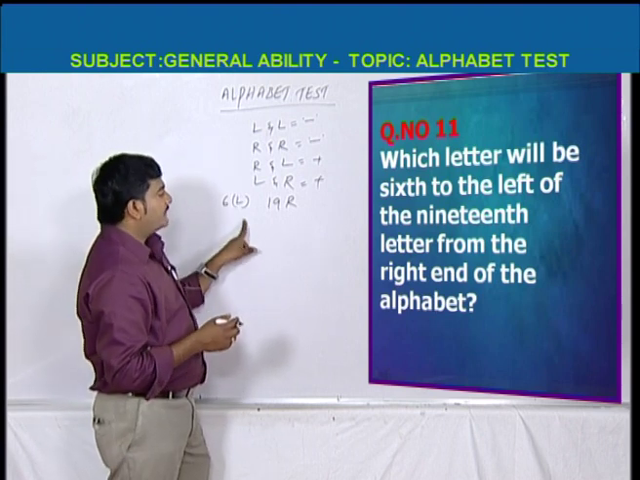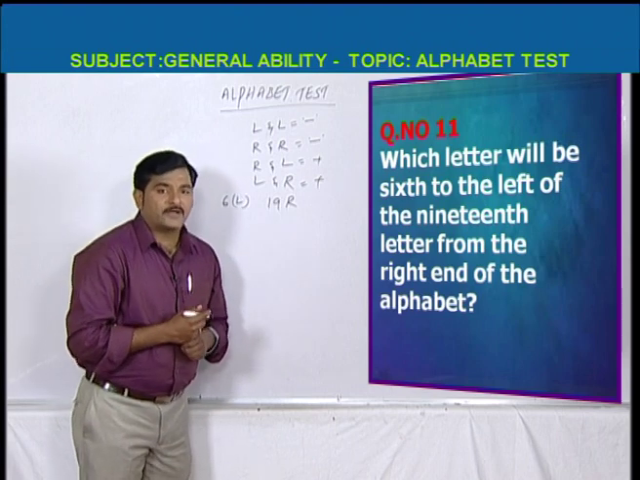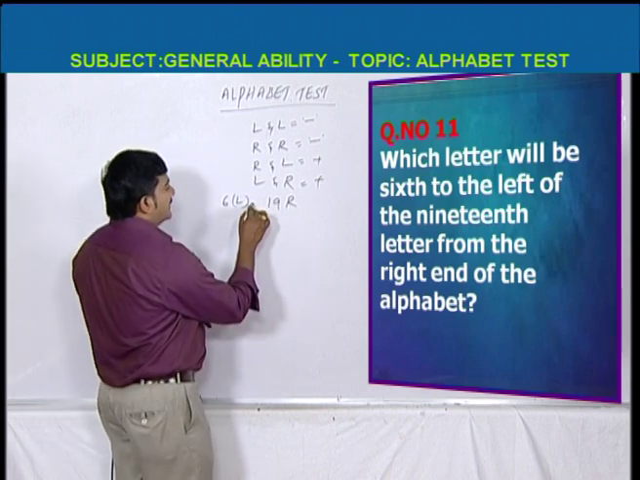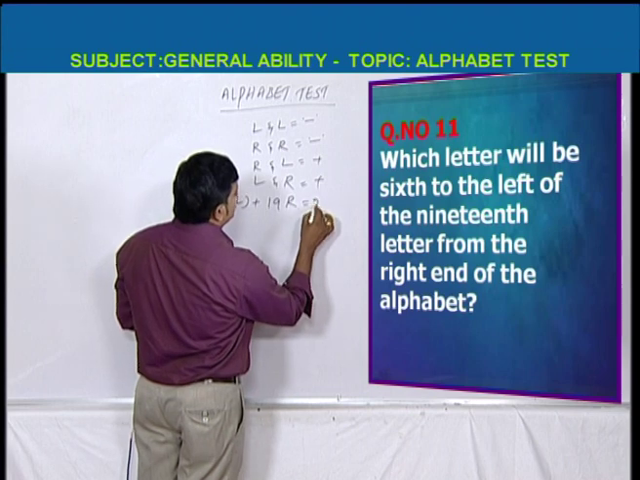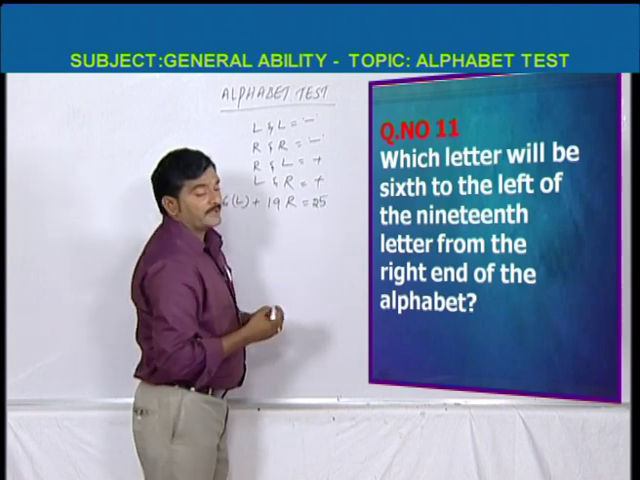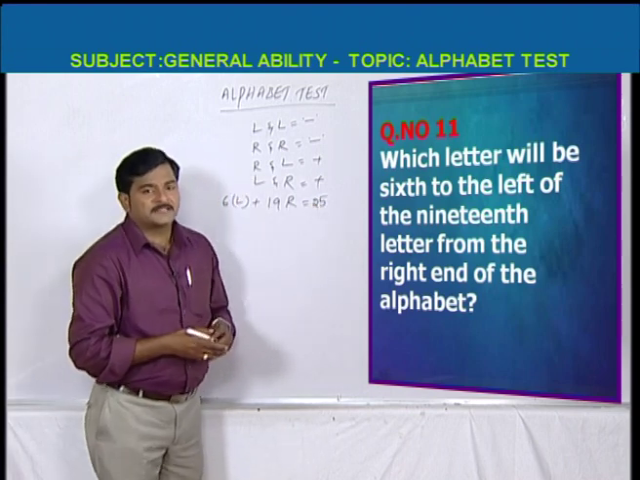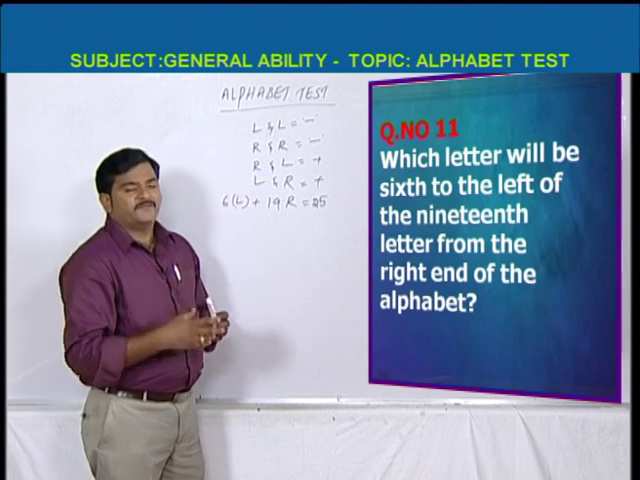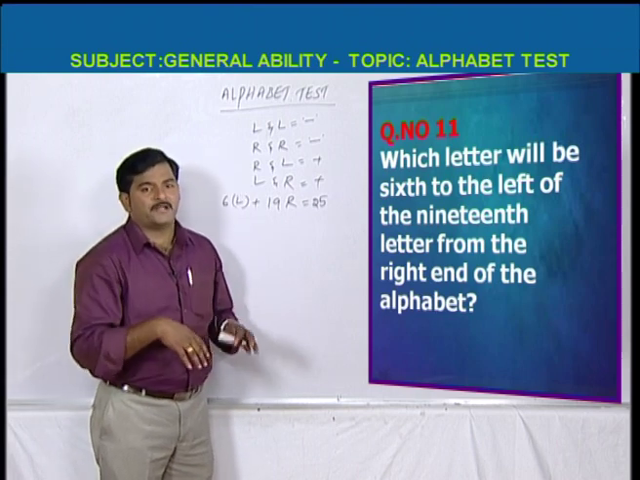So here one left is there, one right is there. What you have to do? We have to add 19 plus 6. 19 plus 6 means how much am I getting? 25 I am getting. See, one interesting thing is, since this question is in English, if it is in Telugu, there is no issue. You may get the idea.